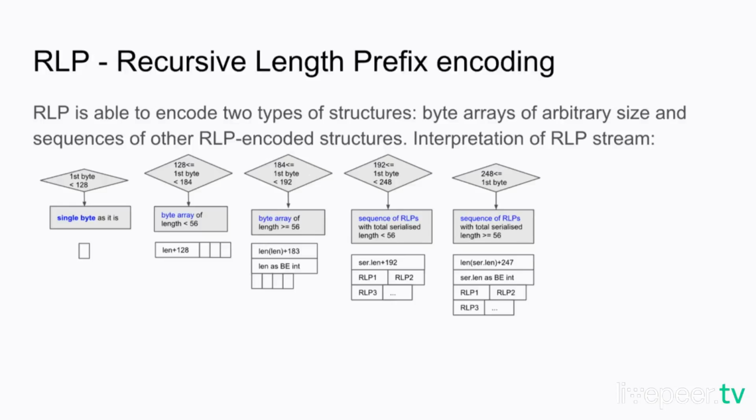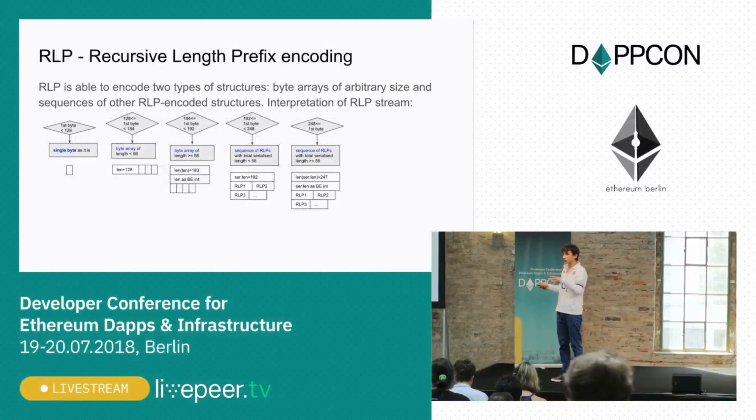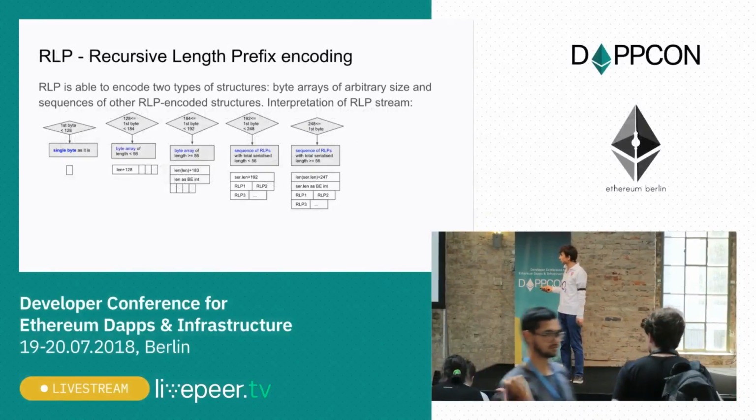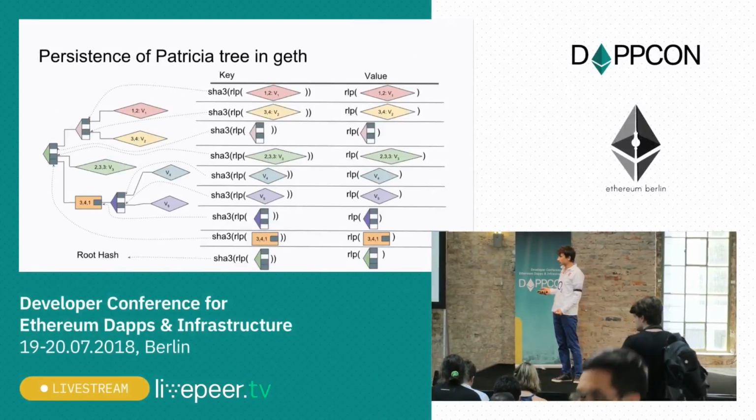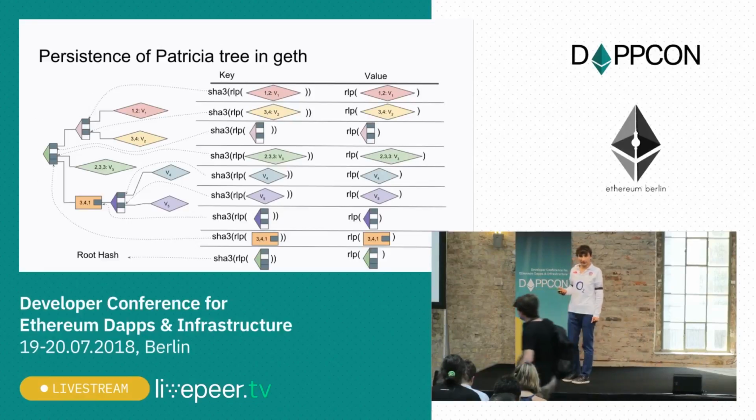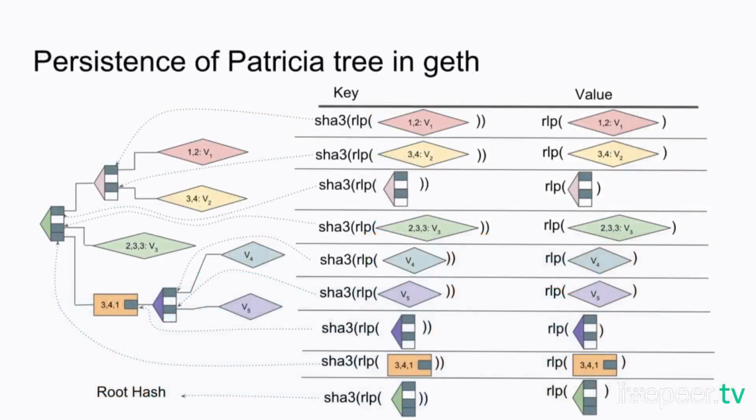Essentially, it allows you to take any data structure in memory, encode it into a string of bytes, and then decode it back. That will help us understand how the state is actually stored in most of the Ethereum clients today. So as I said before, the state is stored in memory.